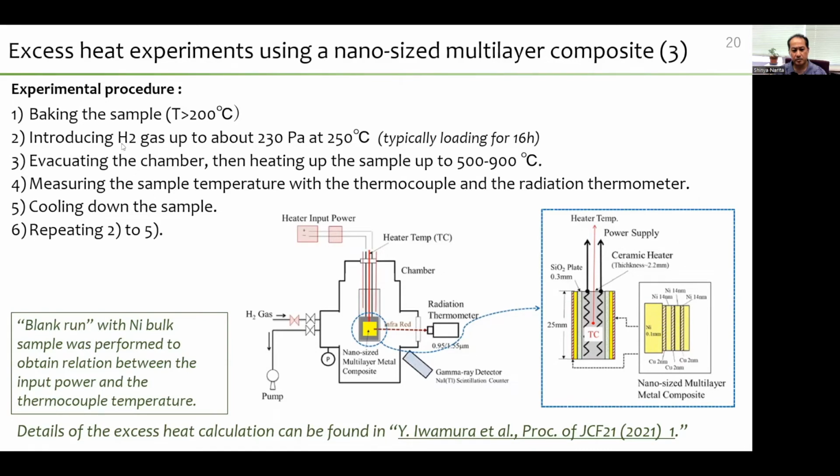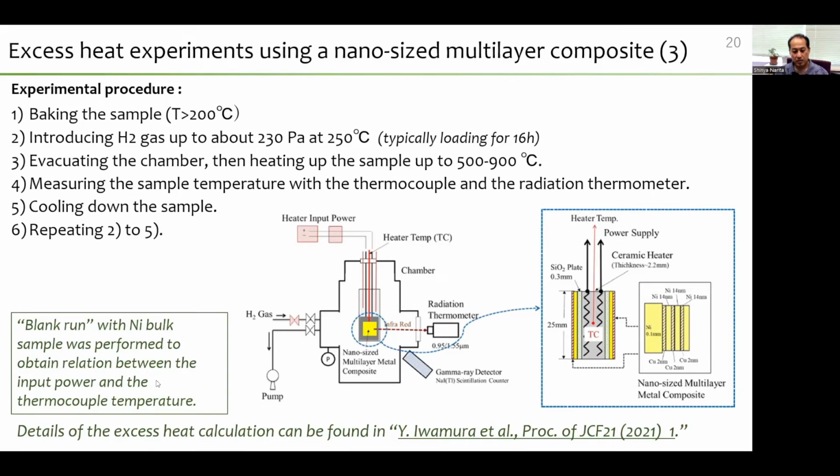After baking the sample, introducing the hydrogen gas, and then evacuating the chamber, they heat up the sample to several hundred degrees Celsius. Then they measure the sample temperature with the thermocouple and the radiation thermometer. The thermocouple is embedded in the ceramic heater here, and the other thermometer was placed outside the chamber. Then after that, they cool down the sample. And this procedure is repeated several times. Also the blank run with the nickel bulk sample was performed to obtain a relation between the input power and the thermocouple temperature.